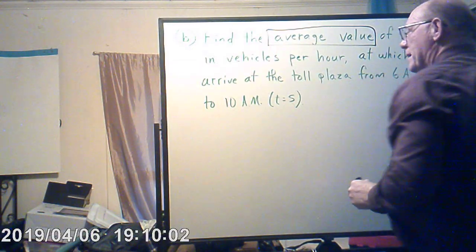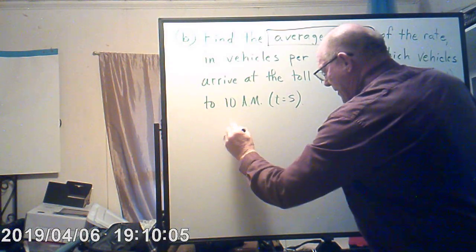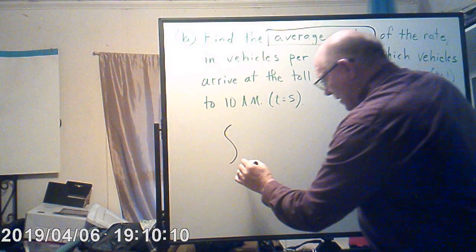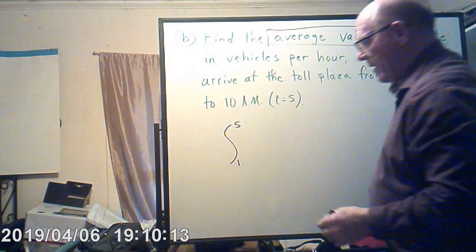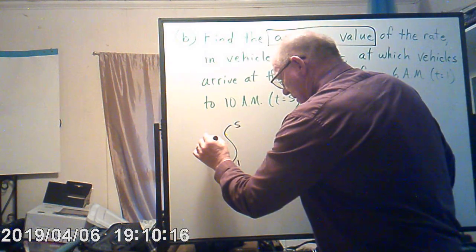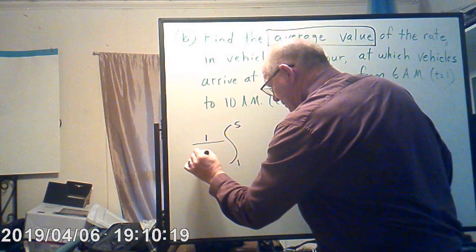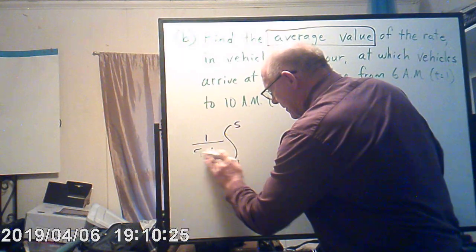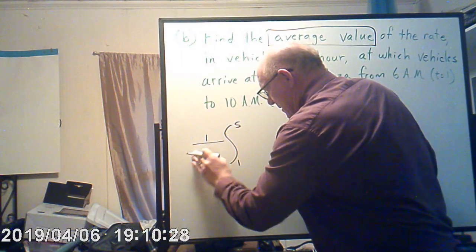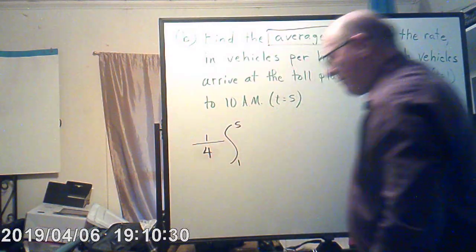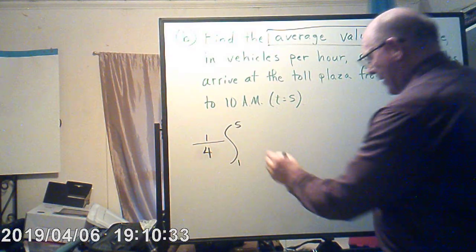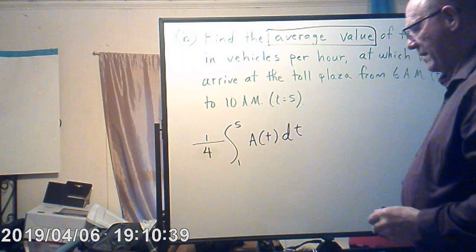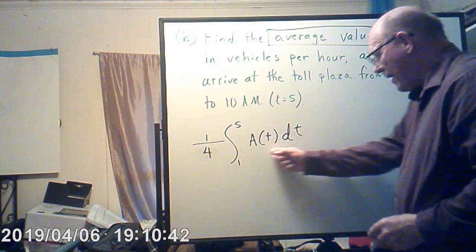Now remember, if you just do this and you put A at t dt, that's total. But average is just, all you're doing to make it different is that you just put 1 over 5 minus 1, okay, like that, which is 1 over 4, okay, like that. But I did the 5 minus 1 to show you the average is going to be 1/4, and then A at t dt, like that, okay.